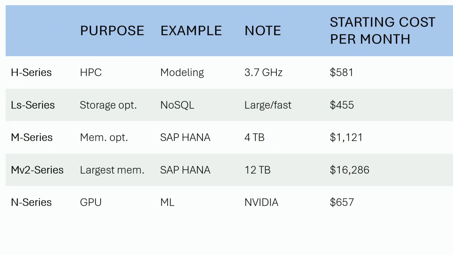And finally, what if we need to do machine learning as an example, and we need a graphics processing unit from NVIDIA to help us out? Well, that's what the N series is all about, and those are going to start at $657 and go up from there very quickly, as you might guess. So these are the series that are made available for our virtual machines.